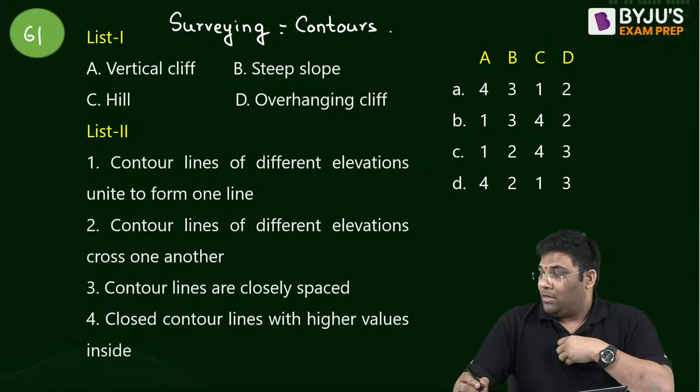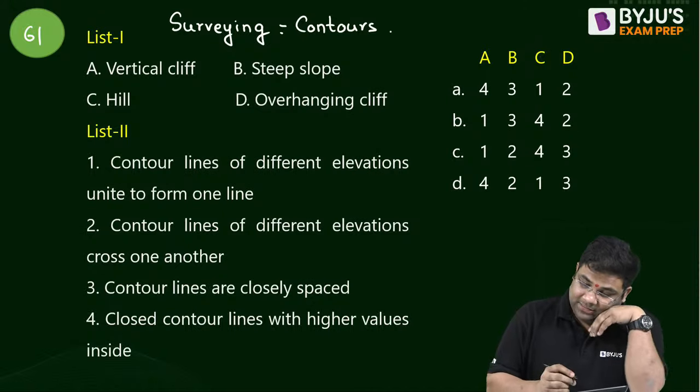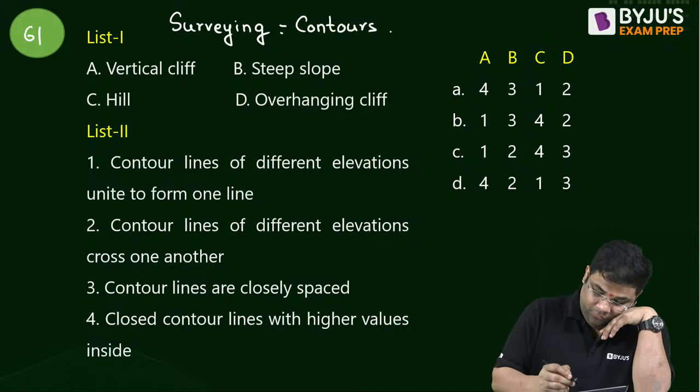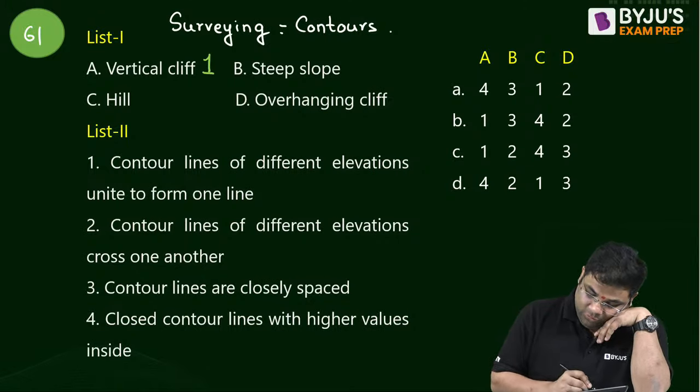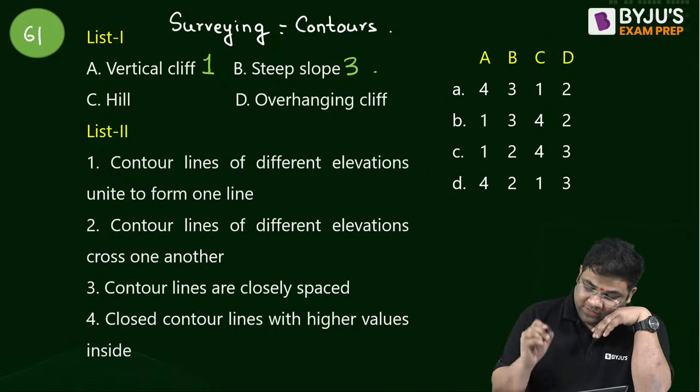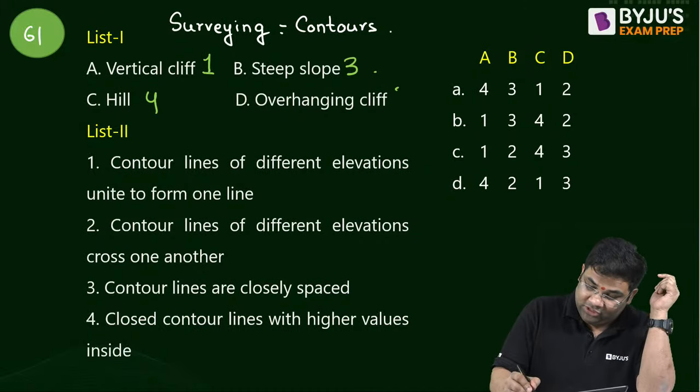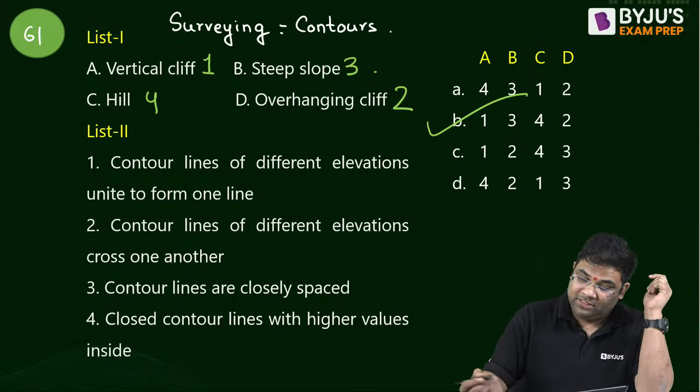Okay, 61B. Yes, what can I say for a vertical cliff? Contour lines unite to form a single line. Then steep slope: closed contour lines are closely spaced. Here, closed contour lines with higher values inside. And overhanging cliffs: they cross each other. So 1, 3, 4, 2. This is the right answer.